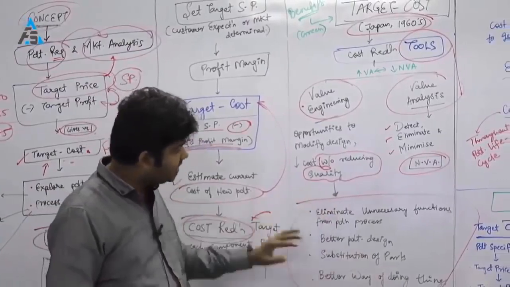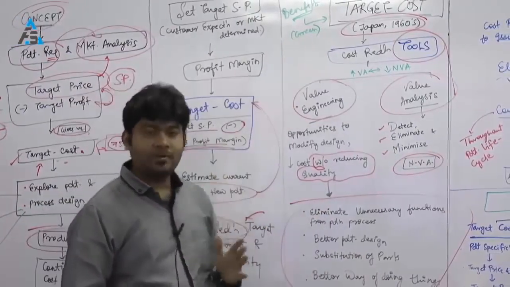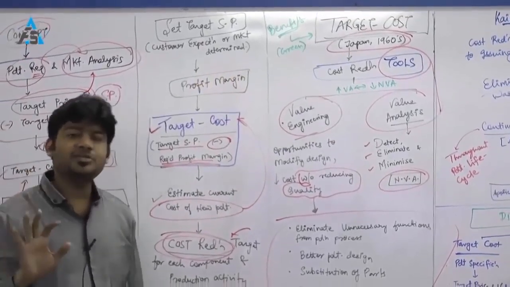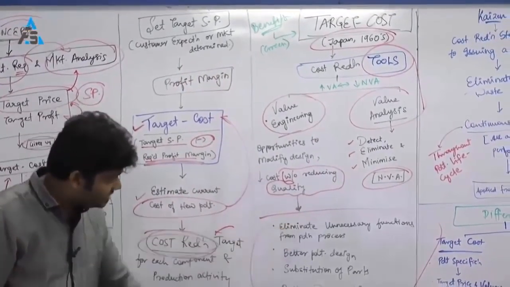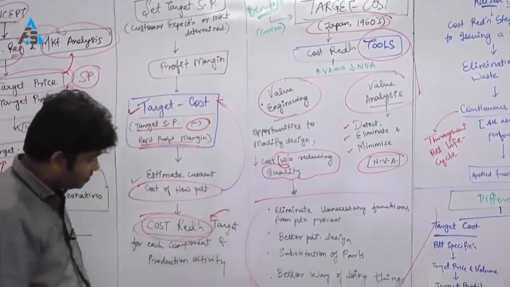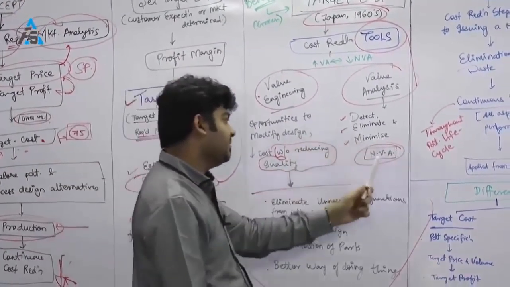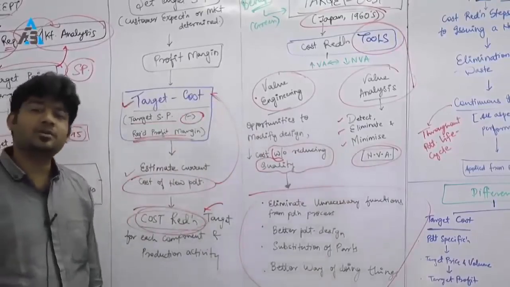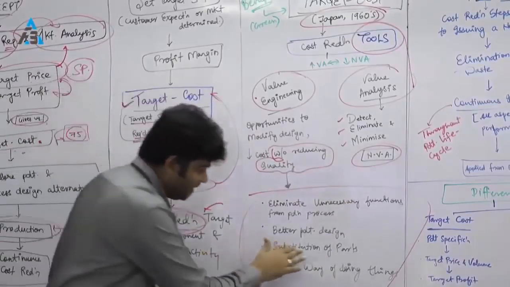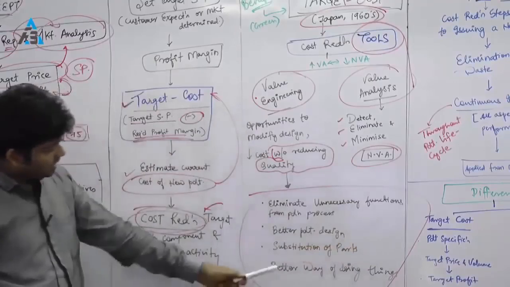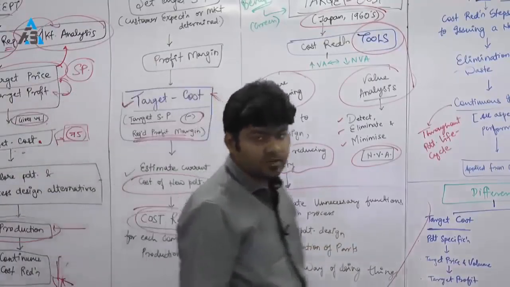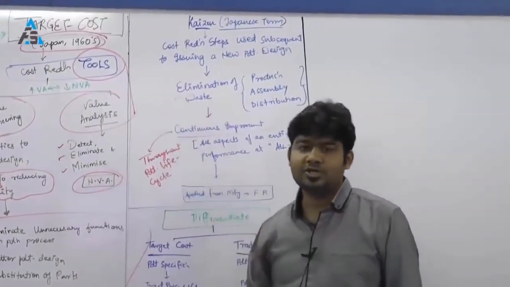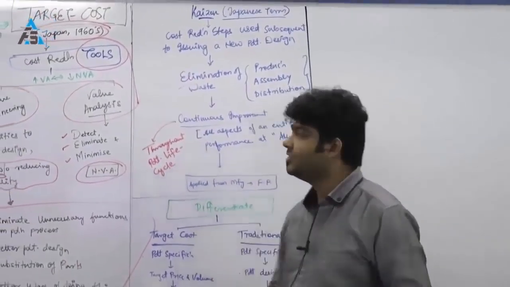So, once this is done, I think my cost reduction will be done, and I will be able to reach the target cost in a very smooth manner. So, eliminate unnecessary functions from the production process, which is nothing but detect, eliminate, minimize NVA. Better product design, substitute costly parts with cheaper parts, and do things in a better way. So, these are the things to be kept in mind and ensure that cost reduction is taken care of.